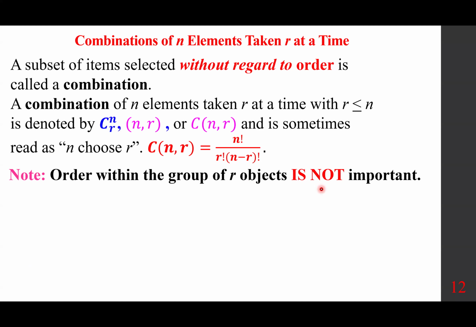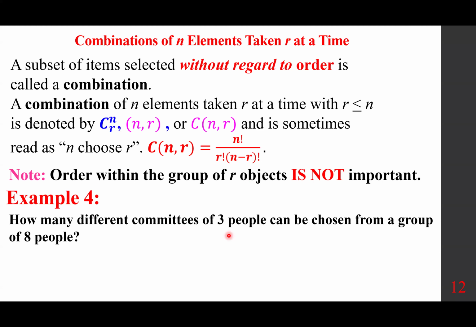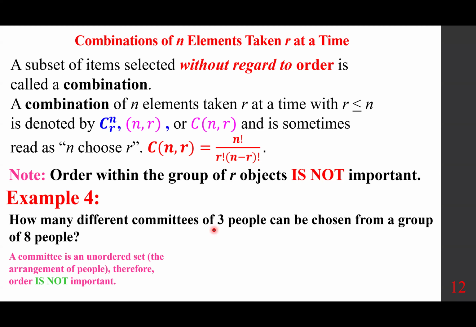Note, order within the group of r objects is not important. If we said AB versus BA, it's the same thing. Order is not important. Here's an example. How many different committees of 3 people can be chosen from a group of 8? So we have 8 people, and we want a committee of 3 people. Order is not important. We just want to pick 3 from 8. A committee is an unordered set, not an arrangement of people. Therefore, order is not important, and it becomes a combination.